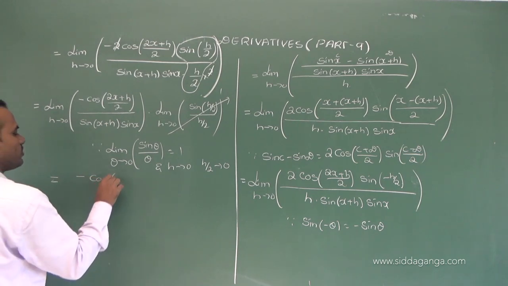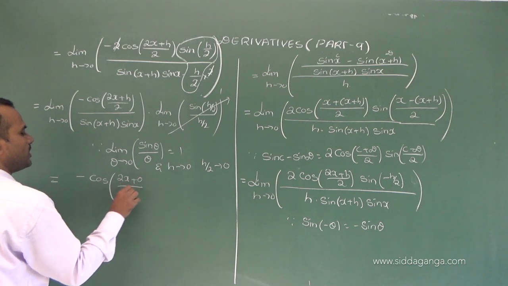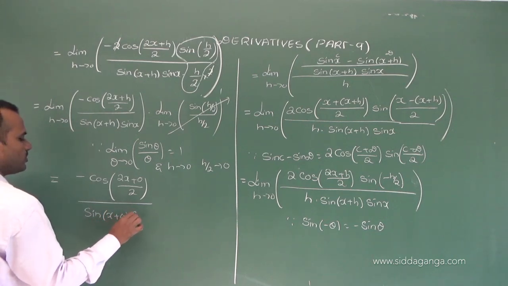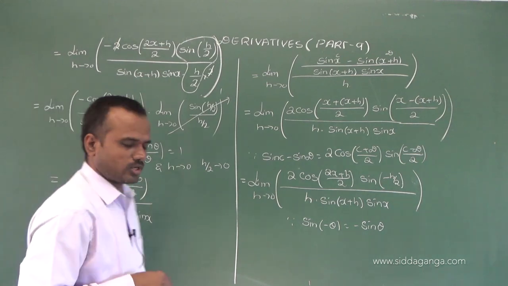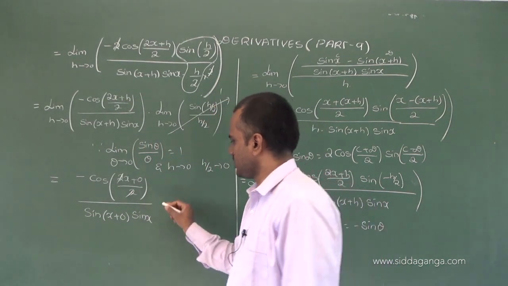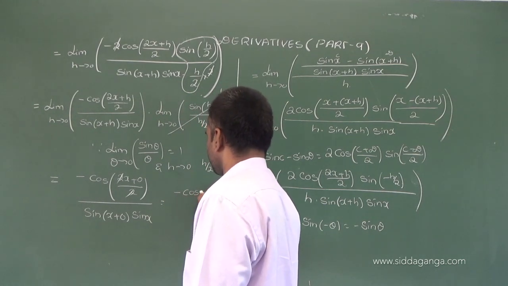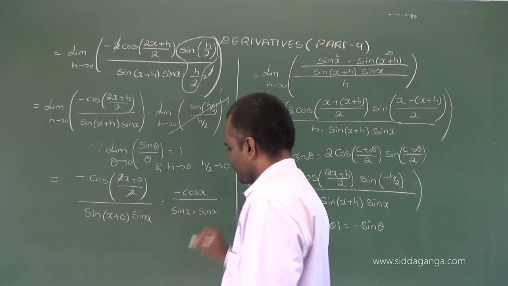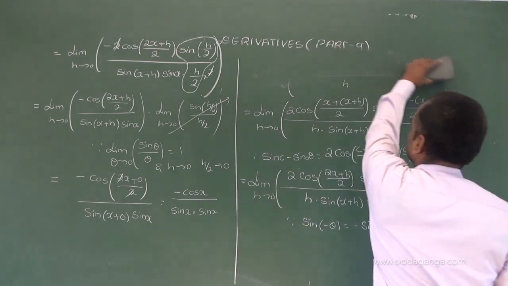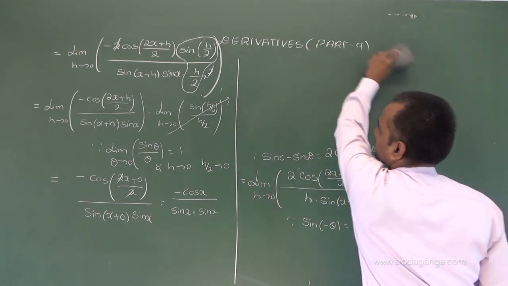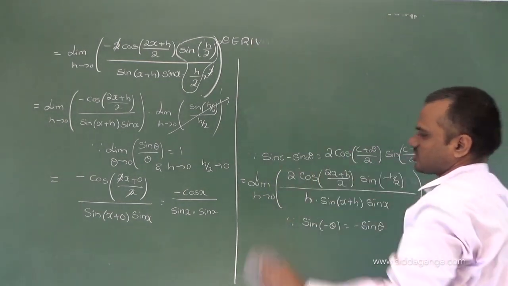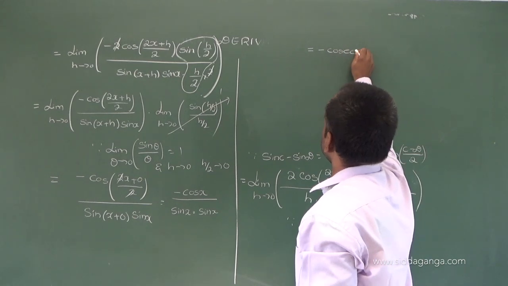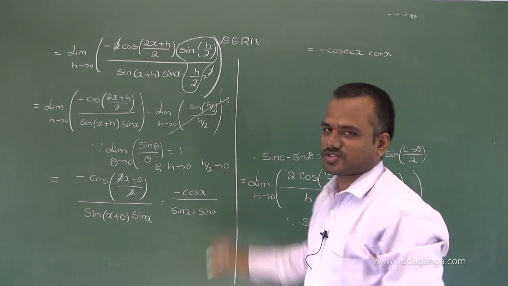Minus cos of 2x plus 0 by 2, whole divided by sine of x plus 0 into sine x. The 2 gets cancelled. Just simply minus cos x divided by sine x into sine x. See, minus cos x, cos x divided by sine x is cot x, and 1 by sine x is cosecant x. So the derivative is minus cosecant x into cot x.